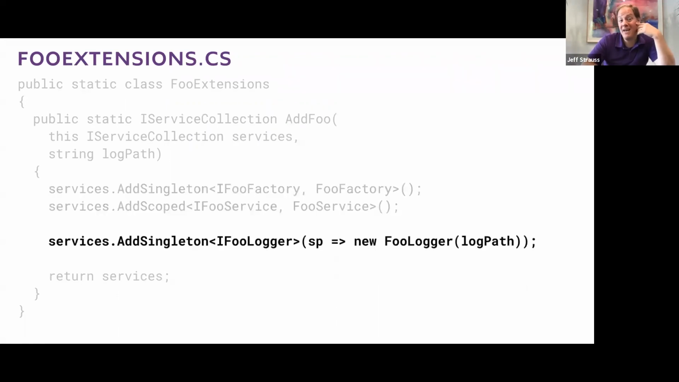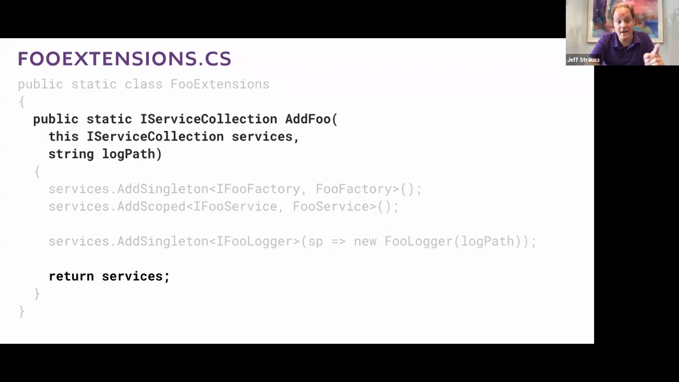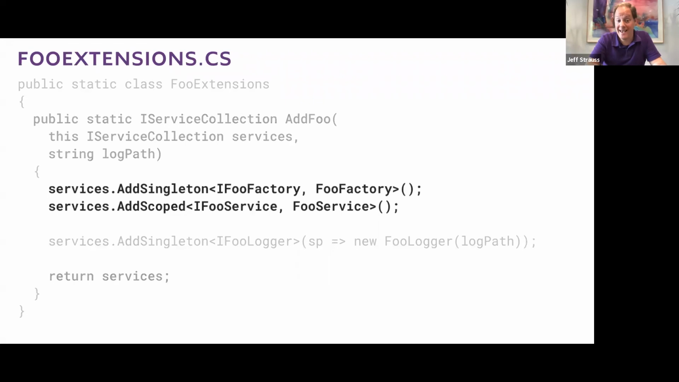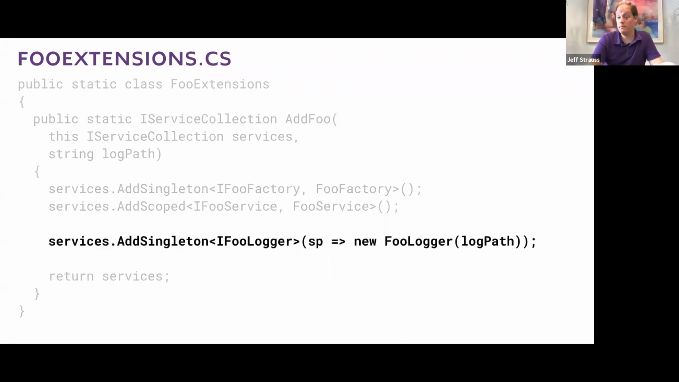And maybe I'm also going to have a specialized logger. I want to have some sort of logging strategy for my foos. So I want to add a singleton foo logger that is not only a singleton, but is going to take in some sort of configurable path for where that log goes. You'll notice that not only is it an extension method, but I'm passing in a string, and I'm going to use that to configure my logger.